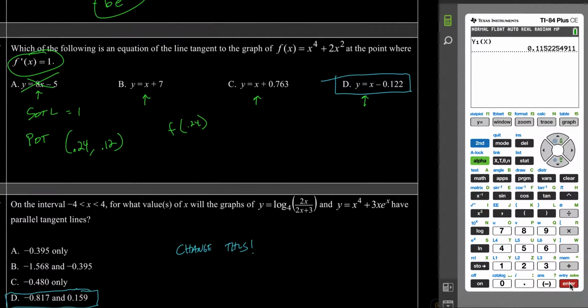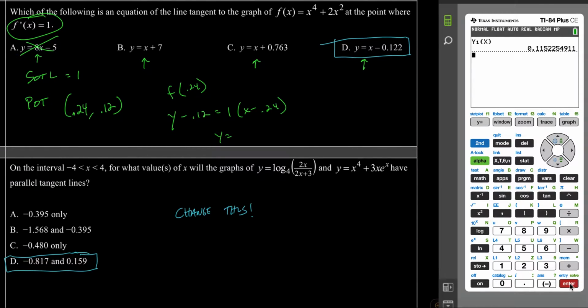So now I can write the equation of my tangent line: y minus 0.12 equals 1 times x minus 0.24. So then if I solve for y, I get x minus 0.24 plus 0.12. So remember, in my calculator, the 0.24 is stored as my x, and the 0.12 I just calculated. I still have it up there. So I'm going to use the calculator's versions, not the rounded ones. I want to do that number right there and see what number I get, which one of these three.